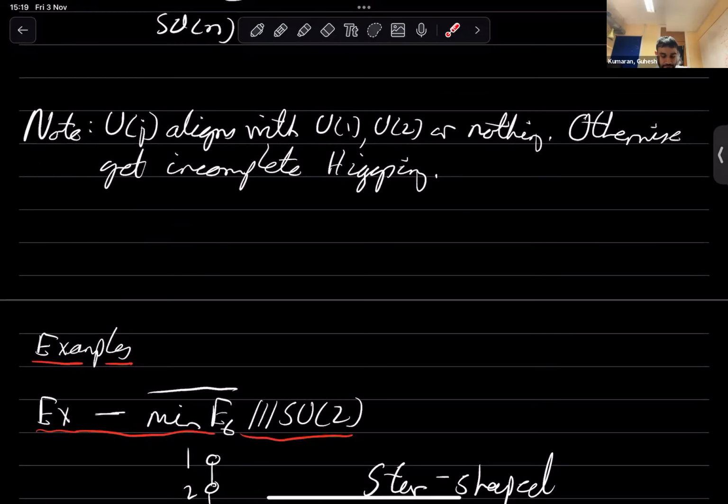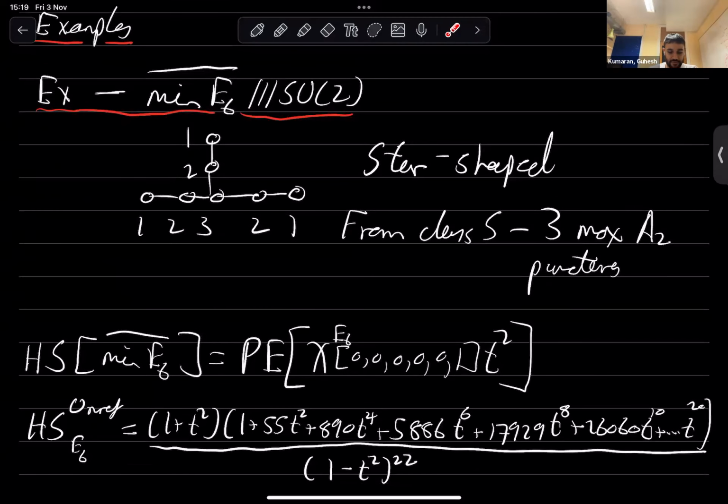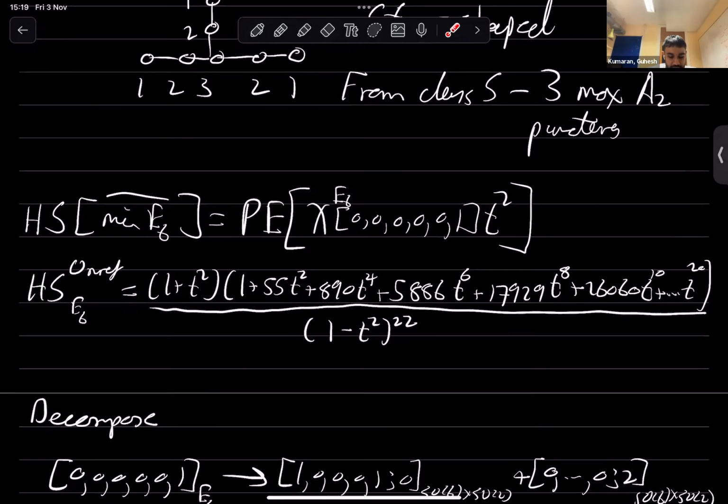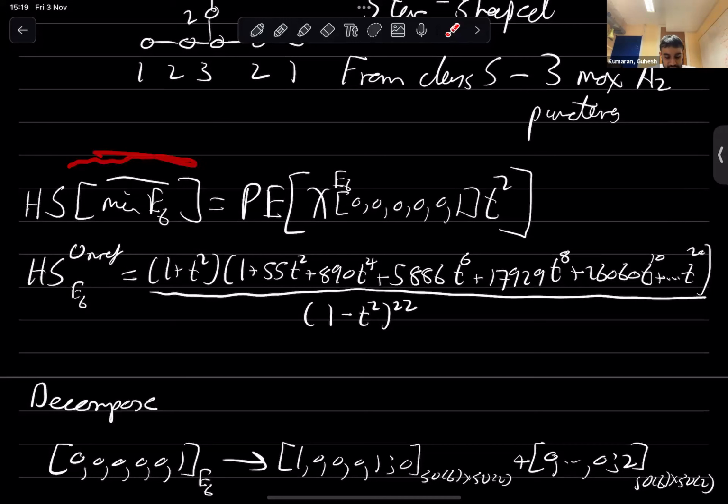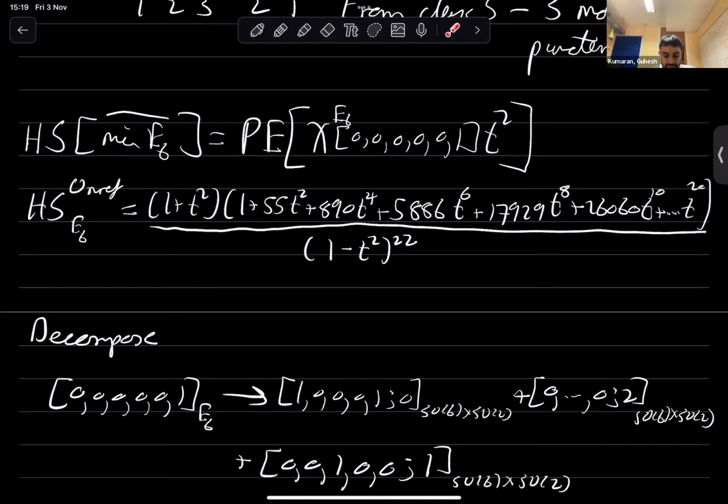What gives you incomplete Higgsing? Okay, so our first example is minimal E6, and we're going to hyper-Kähler quotient by SU2. This quiver is star-shaped, and if you want to look at it as something from class S, it's 3 maximal A2 punctures. So let me just demonstrate the Weyl integration. The Hilbert series for this minimal E6 orbit is just the PE of the character of the adjoint of E6 with the T squared. And its unrefined Hilbert series is here, and the moduli space is dimension 11.